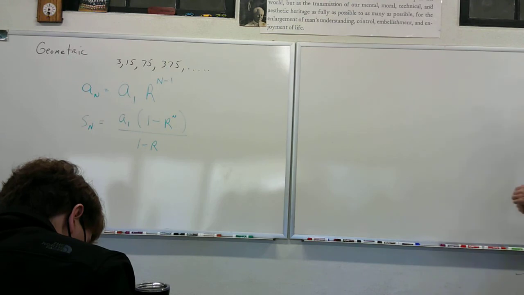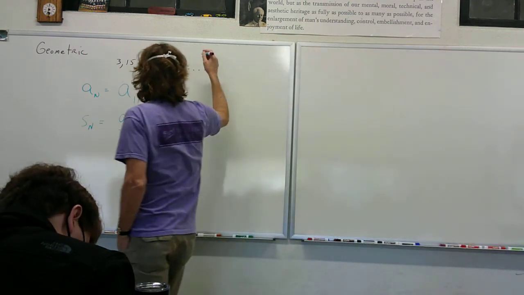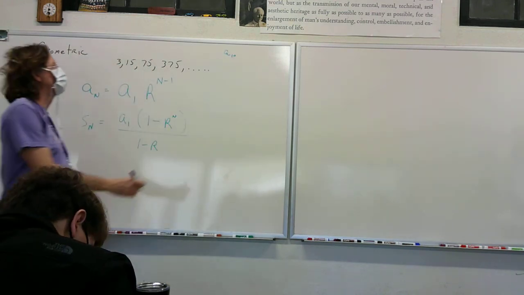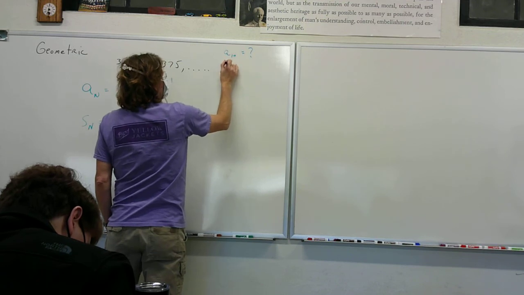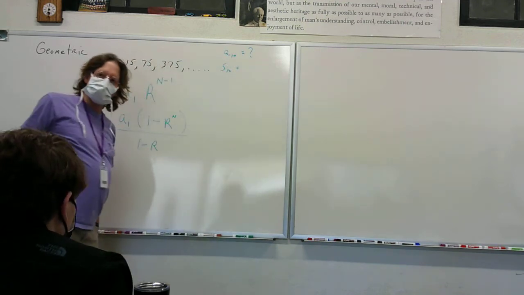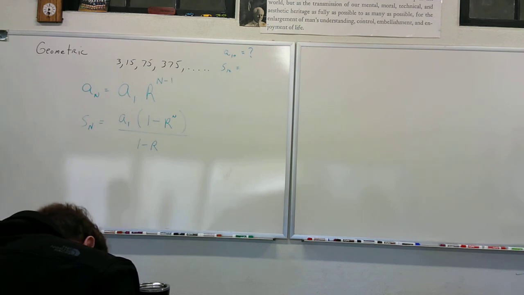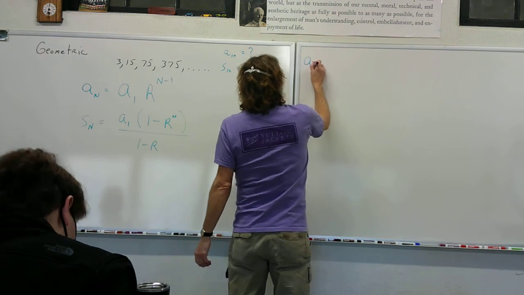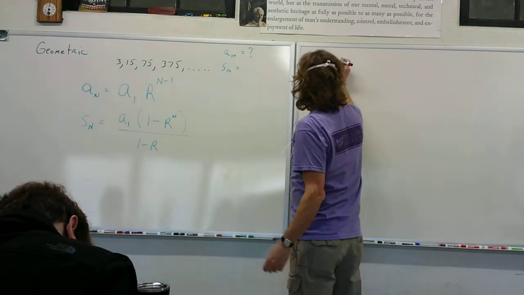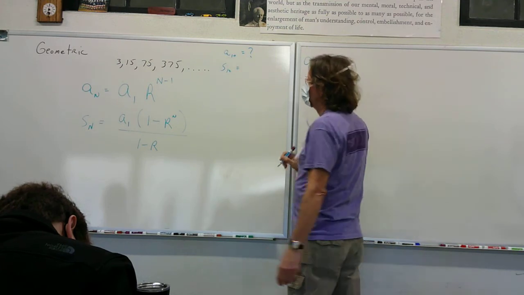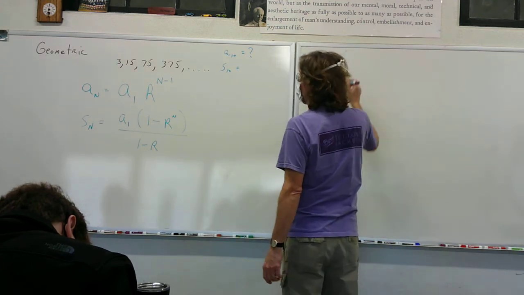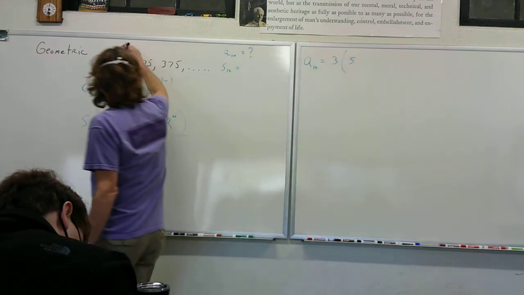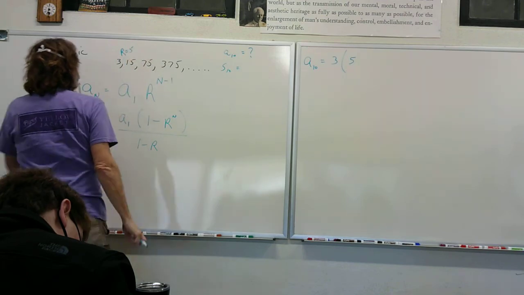All right, well, let's say I wanted to know the 10th term of this. I want to know A10. And then I'm going to find the sum of 10. I'm just going to use that one right there. A of 10 equals, first term, what's the first term here? 3, parentheses. What's the ratio here? Ratio is what? 5. Yeah, R equals 5. Multiply by what every time? 5.